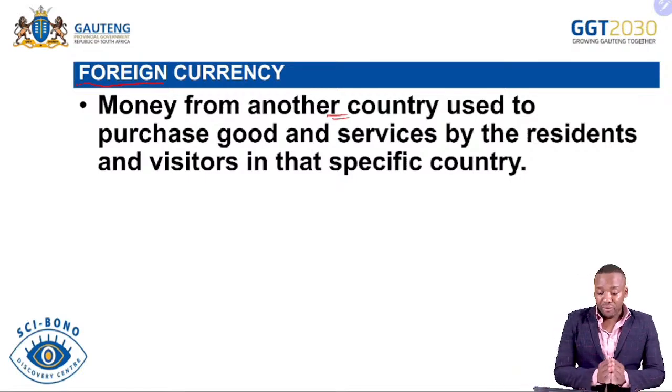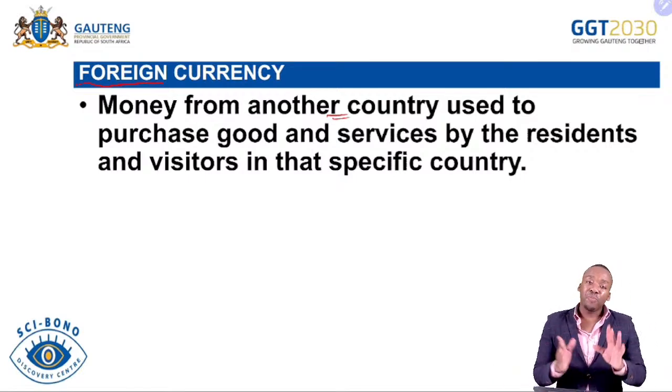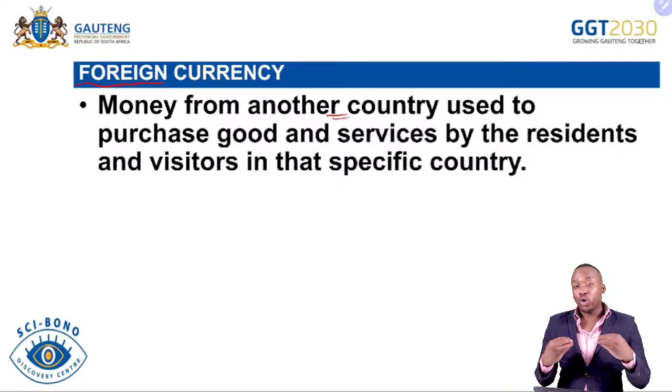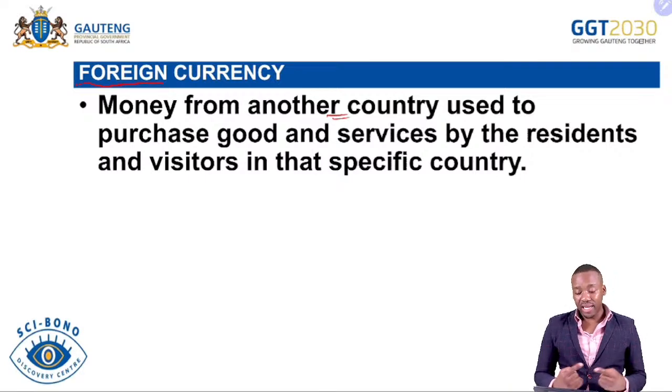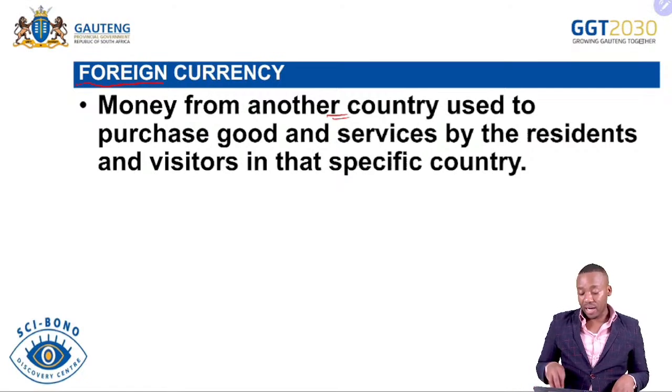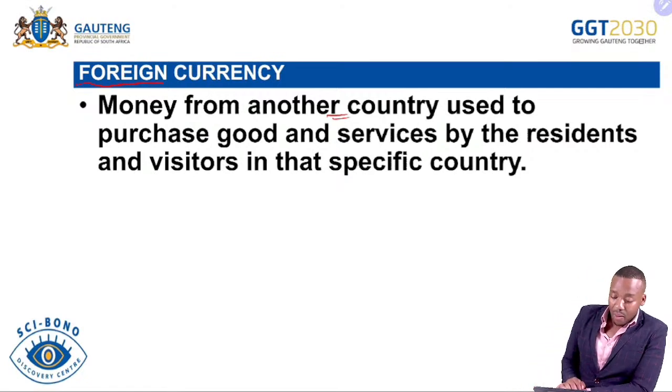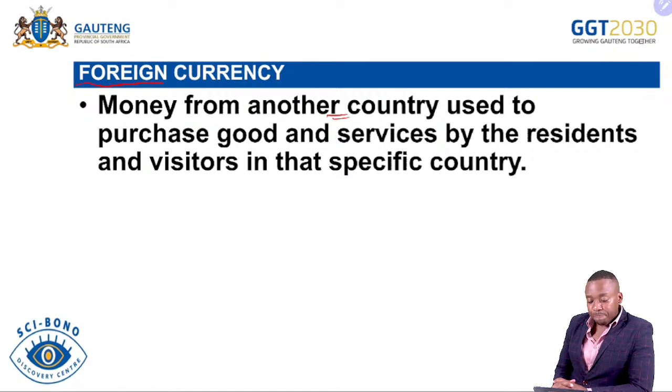They need to take their foreign money or foreign currency and then convert it to what? To our South African rand, so that they can be able to do what? To buy or to purchase goods and services, also to pay for the services that they will receive when they visit our country. So foreign currency is money from another country used to purchase goods and services.